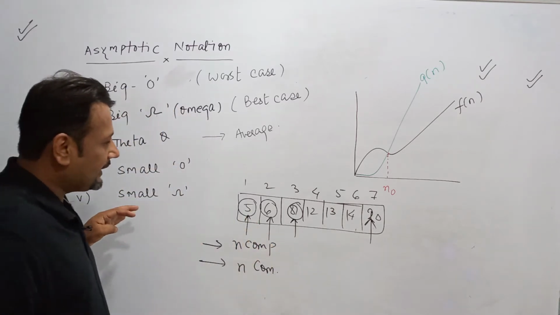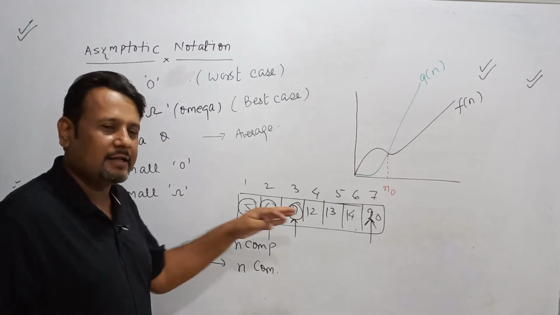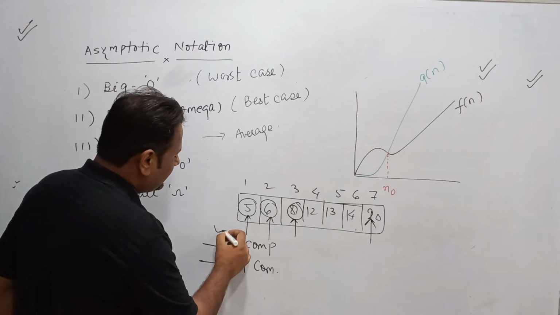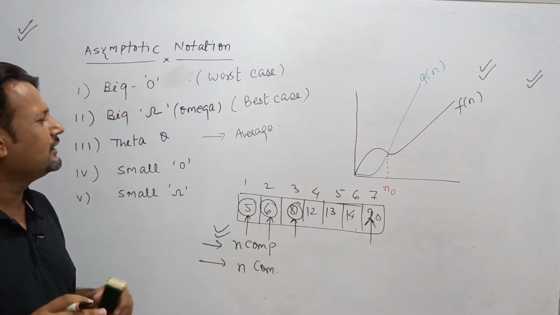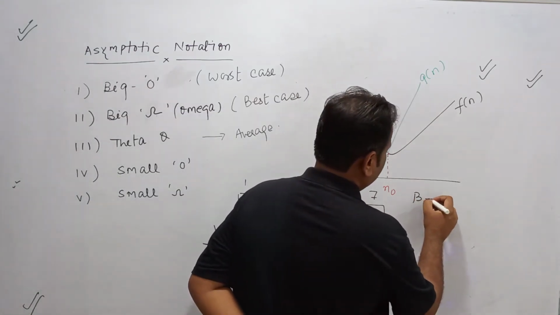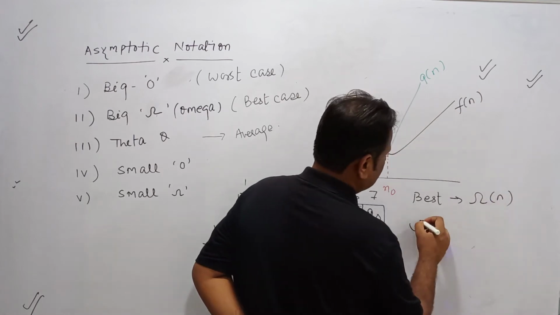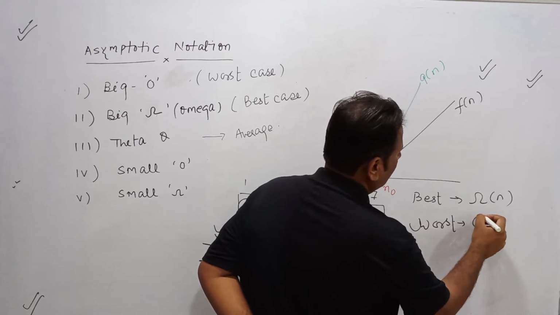That means, how do you represent complexity? To search for the maximum value in an array sorted in ascending order, in the best case you need to do n comparisons. In the worst case also, you need to do n comparisons. So if there is an algorithm where best and worst are the same, best is omega n and worst is big O n.